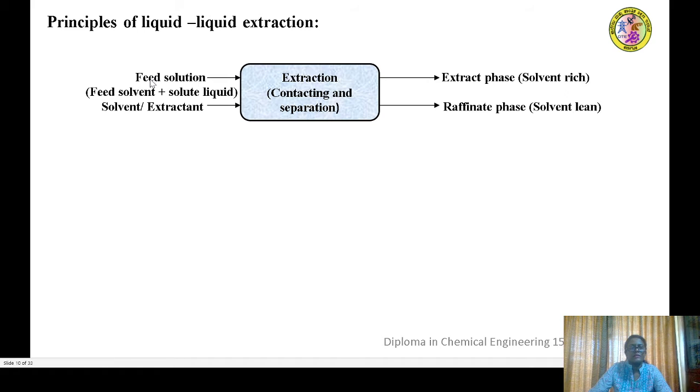Okay, so let us now see what a feed solution contains. Feed solution is a group of constituents. One constituent or a group of constituents that is not soluble in the selected solvent constitutes the feed solvent, and the other component or group of components which is soluble in the selected solvent, and is getting removed in the operation, represents the solute liquid component. So this is how we can classify the components of a feed solution.